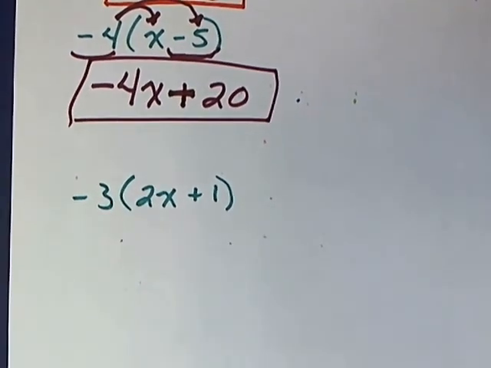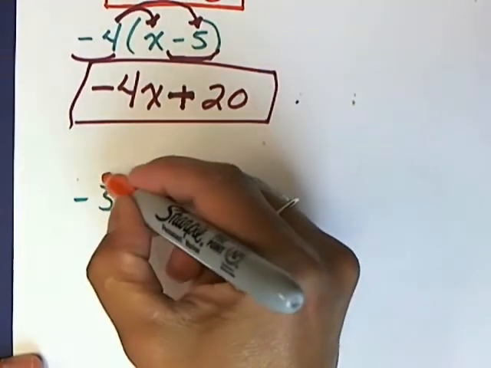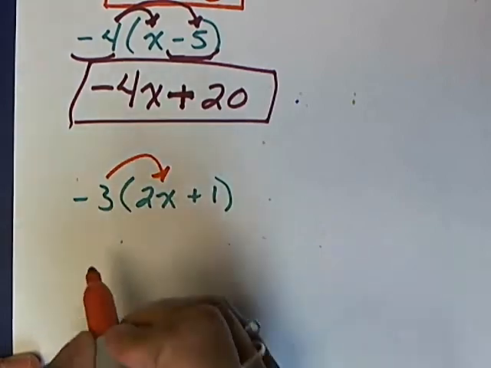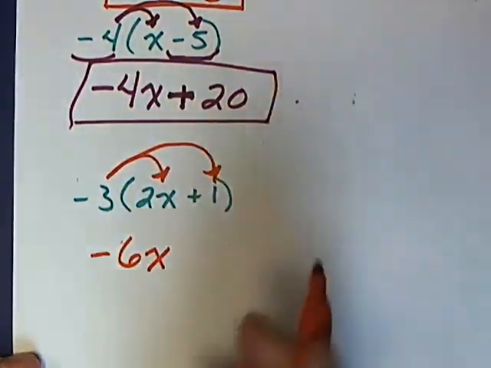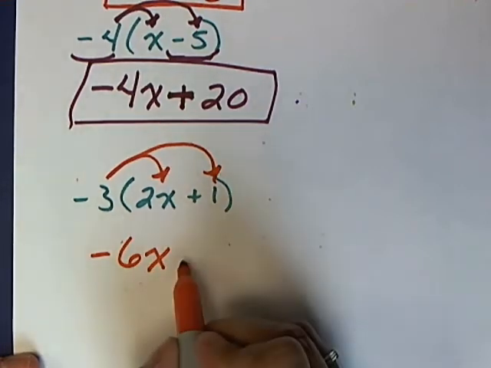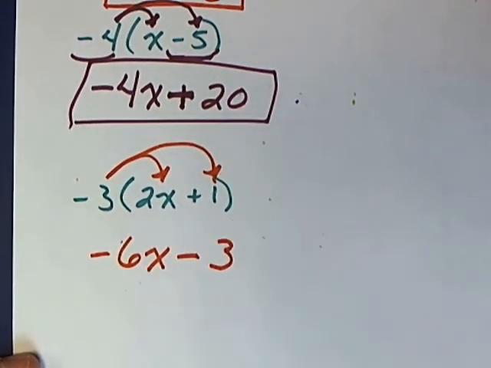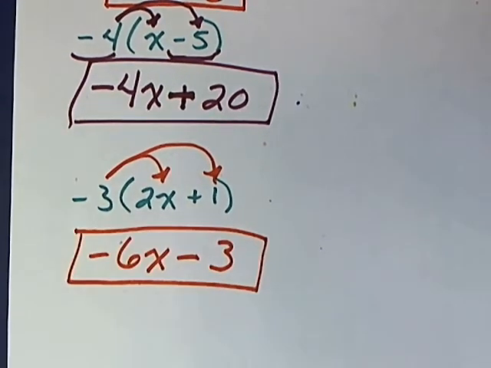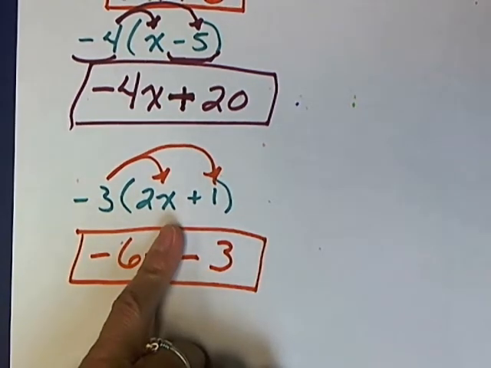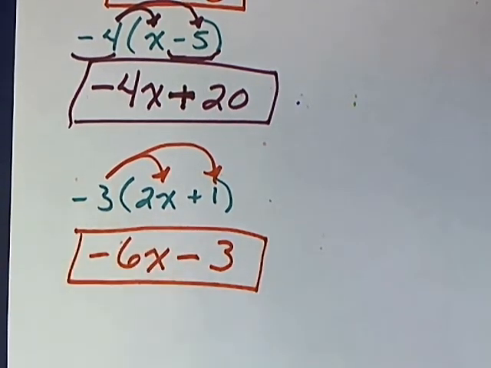One more. -3 times the 2x would be a -6x. -3 times a +1, negative times a positive is a -3. Once again, you cannot go any further because the first term has a variable and the second term does not. If you didn't have like terms up here in the parentheses, you're not going to have like terms down here after multiplication.